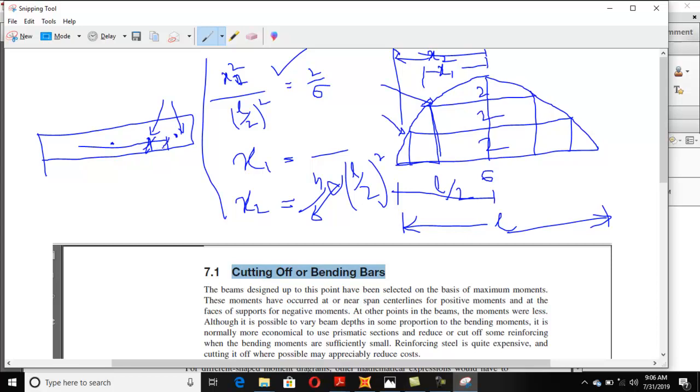Because there are so many considerations: the actual loading behavior, the settlement of the beam, the supports, and so many other things which are not accurately known to us. Due to those reasons, we are not able to calculate the actual loading diagram and the actual bending moment diagram. So we go towards so many safety factors.